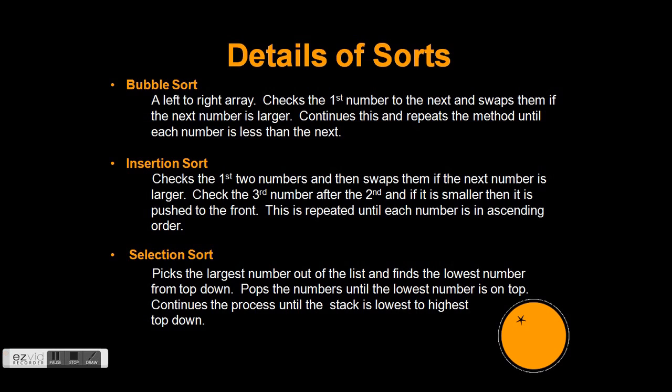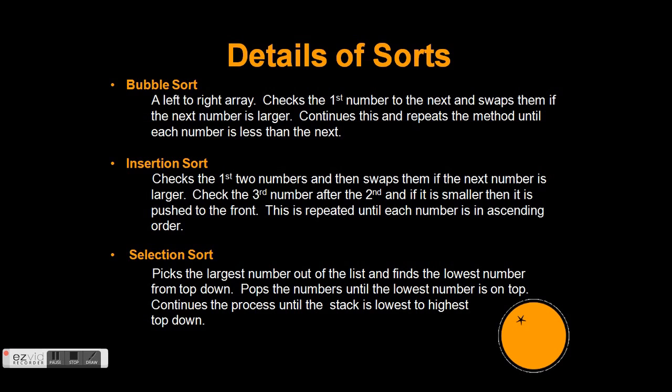Insertion sort basically checks the first two numbers and then swaps them if the next number is larger. It checks the third number against the second. If that is smaller, then it's pushed to the front. This is repeated until each number is in ascending order.